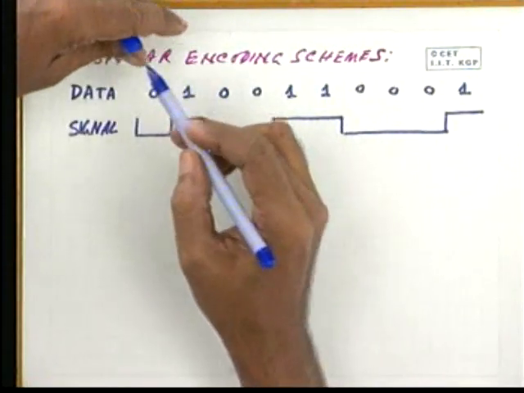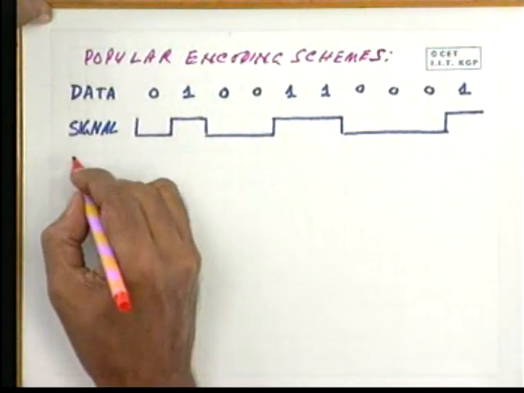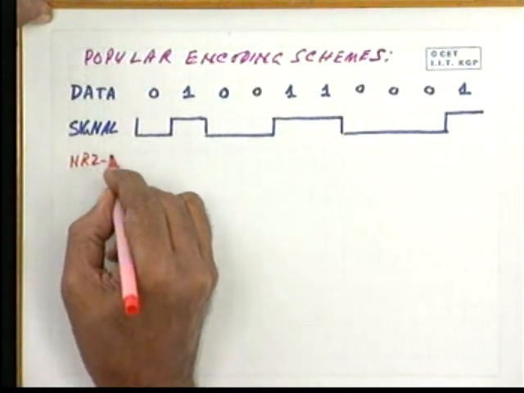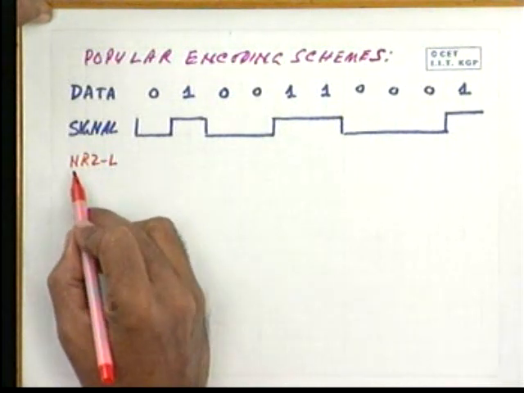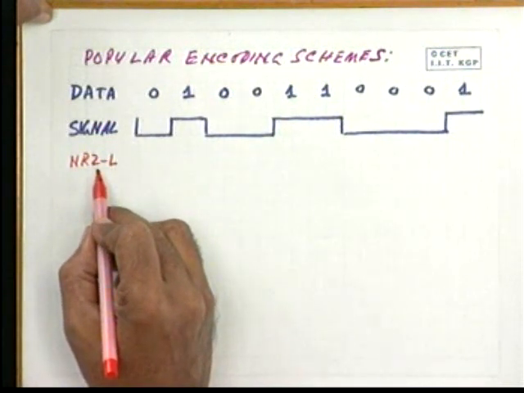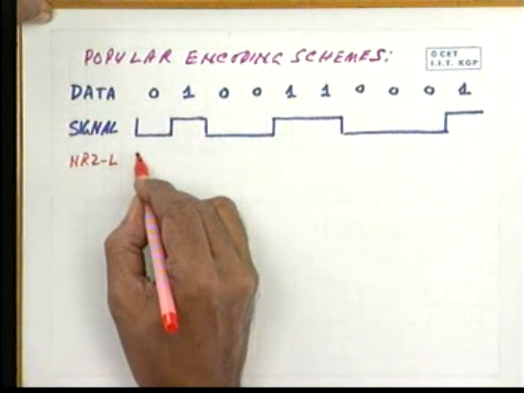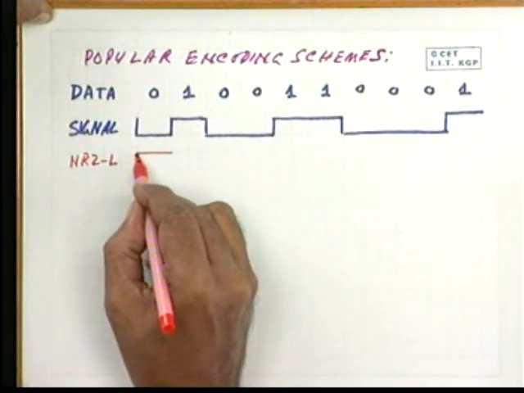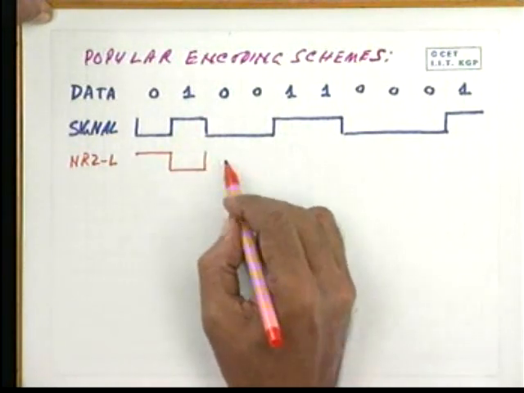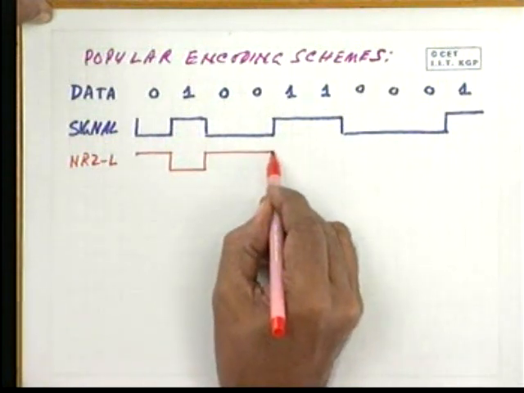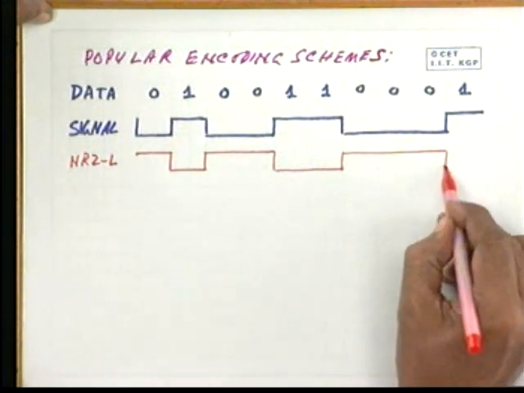And one commonly used scheme, which is very similar to this, is known as NRZ-L. NRZ-L stands for non-return to zero. L stands for level. In this case, 0 is given a high level and 1 is given a low level. It is just the opposite polarity of the previous one. So this is the NRZ-L.